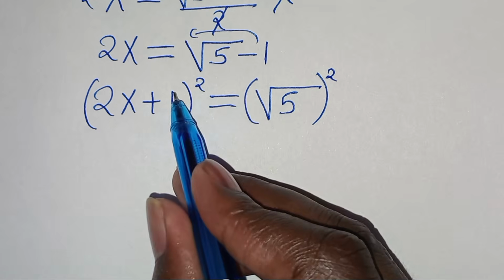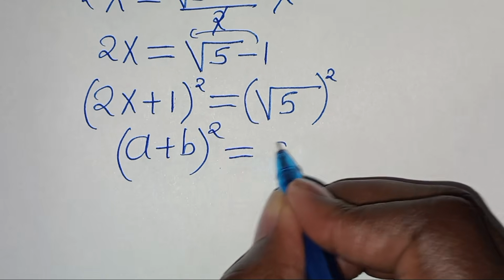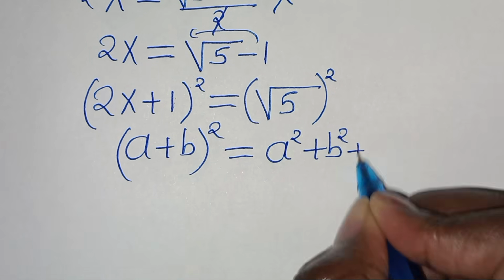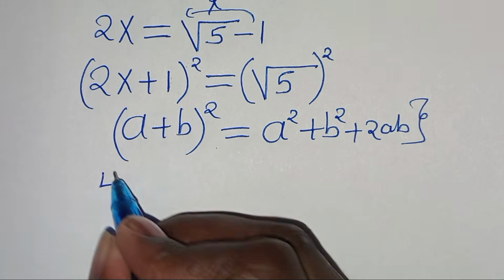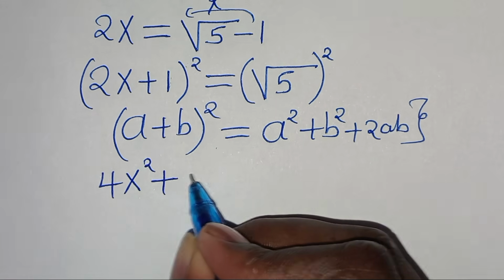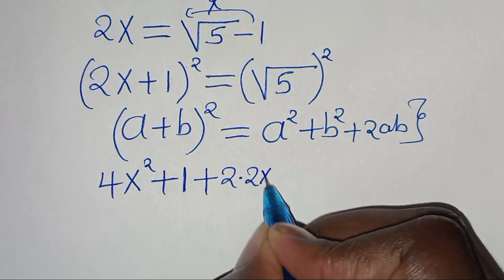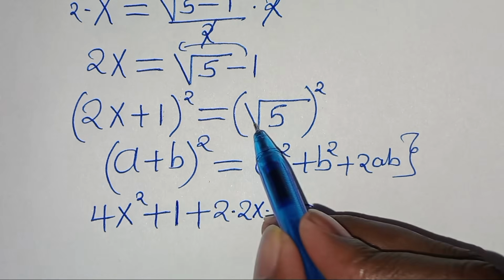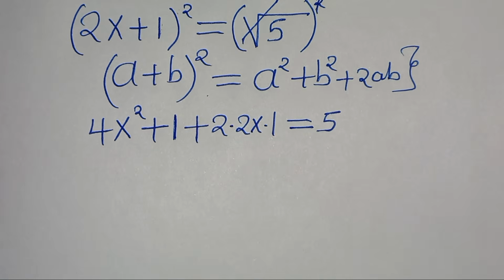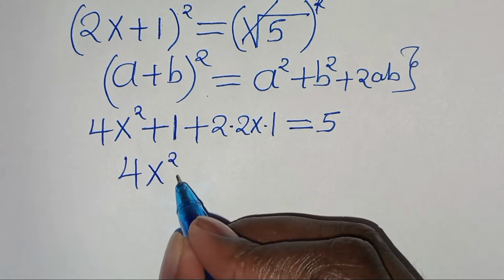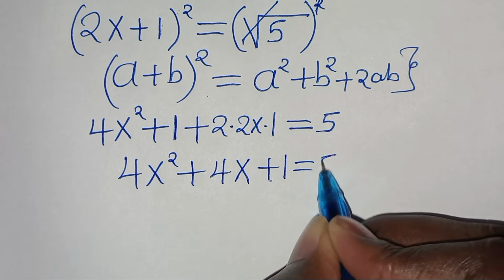Now (2x plus 1) to the power of 2 is in the form of (a plus b) raised to the power of 2, which we can express as a squared plus b squared plus 2ab. Applying this algebraic identity, we have (2x) squared, which is 4x squared, plus 1 squared, which is 1, plus 2 times 2x times 1. This is equal to square root of 5 to the power of 2. We eliminate the square root, so this is equal to 5. So this is 4x squared, plus 4x, from 2 times 2x, plus 1, equal to 5.